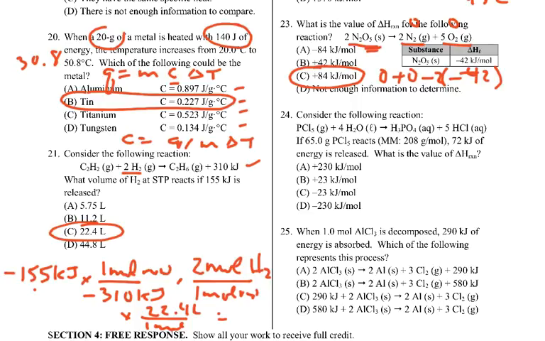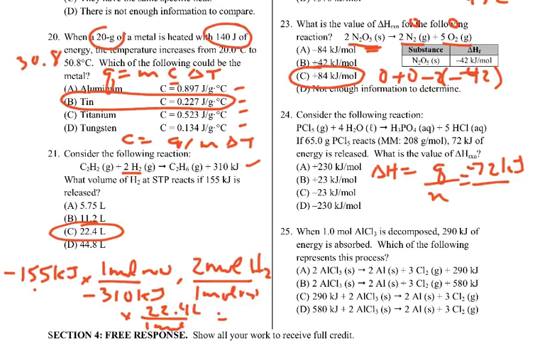For 24, consider the following reaction. We have this reaction. If 65 grams reacts, 72 kilojoules of energy is released. What's delta H of the reaction? So we know that delta H of the reaction is going to be Q over N. Now Q, we can see, is 72 kilojoules. And that is released, so we'll make it negative.